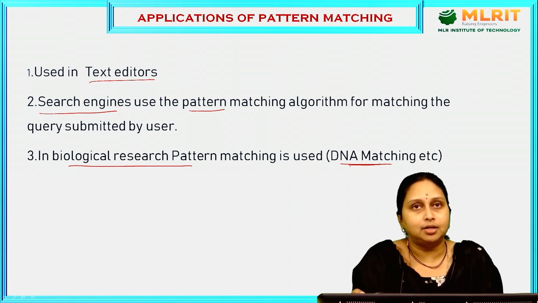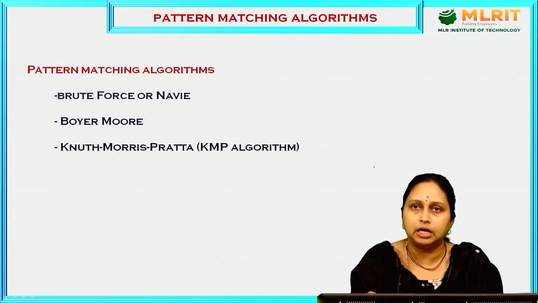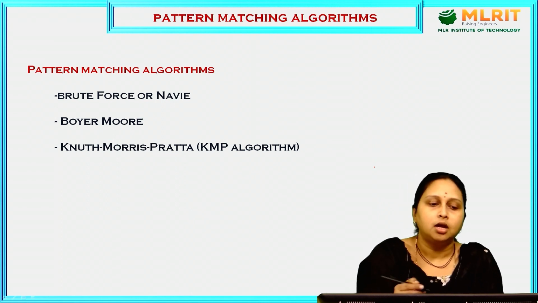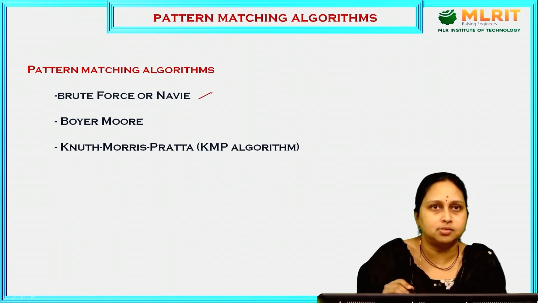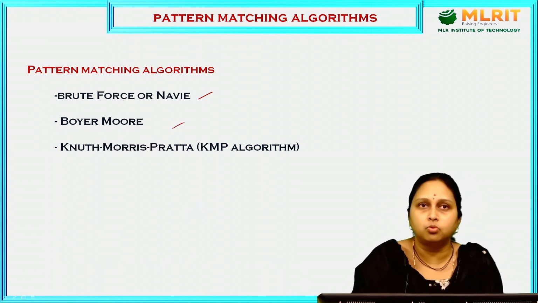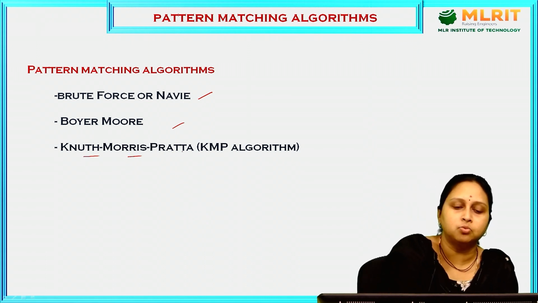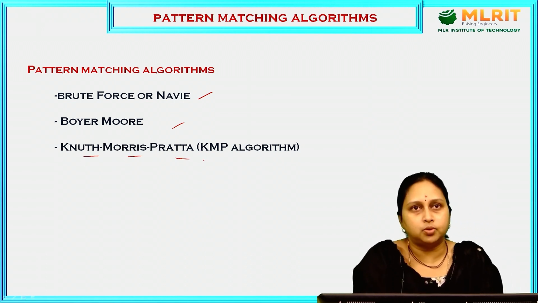Now, coming to the next topic, pattern matching algorithms. What are the different pattern matching algorithms we have? We have brute force or Naive, which is one of the pattern matching algorithms. Another one is Boyer-Moore. And the third one is Knuth-Morris-Pratt, which in short is also known as the KMP algorithm.